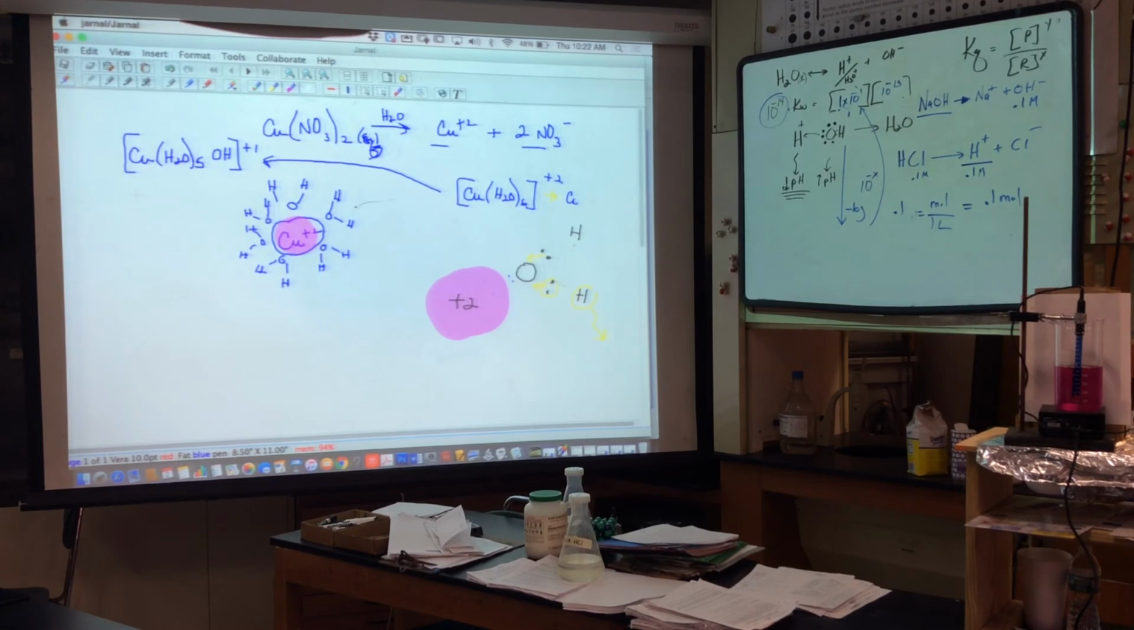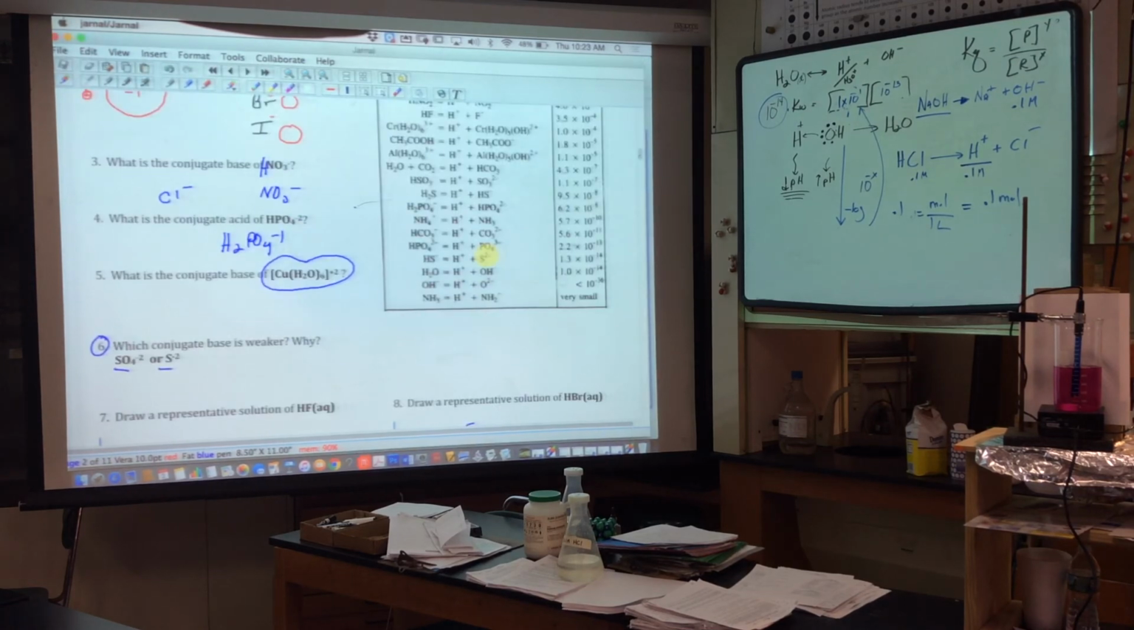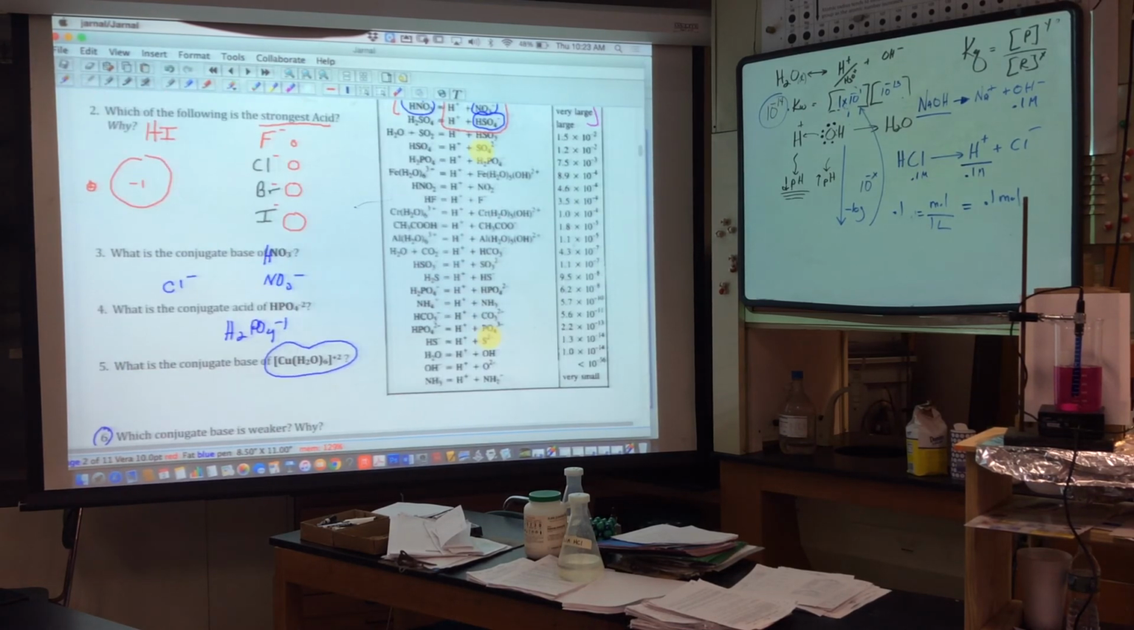Or what happened here? Didn't this accept a pair of electrons? Copper plus 2 is a Lewis what? Acid. So go back to reality. What do we have here, party people? Cu(H2O)5. I have a bunch of them. Al(H2O)6 plus 3 is acidic. What else do we have? Iron is acidic. So what's the conjugate base of Cu?